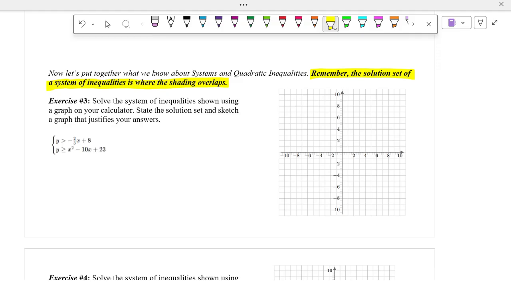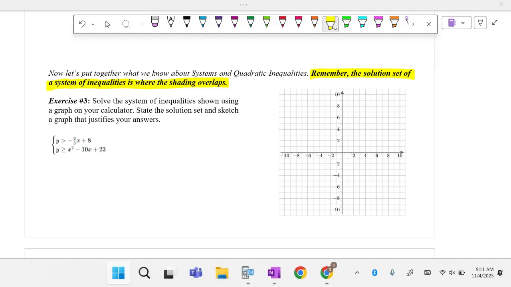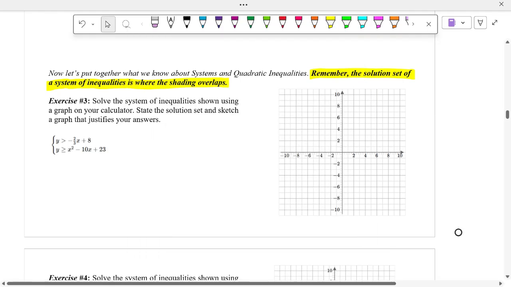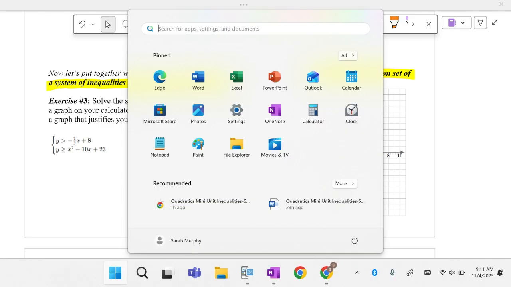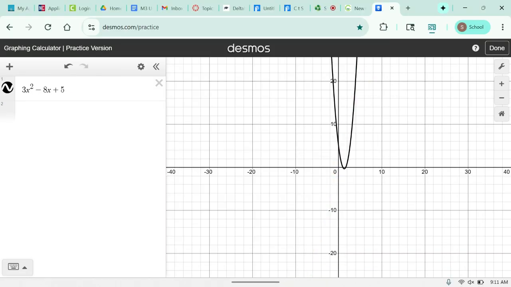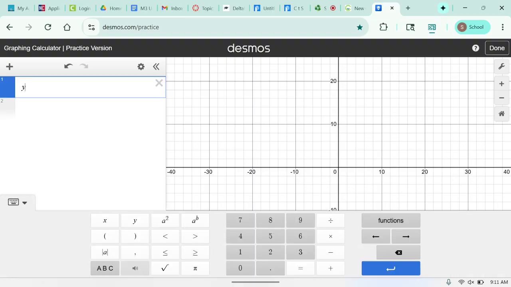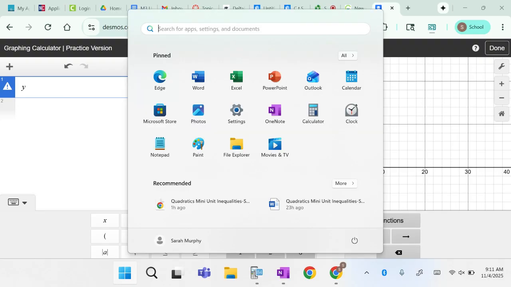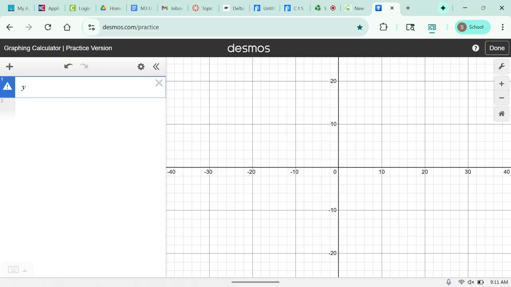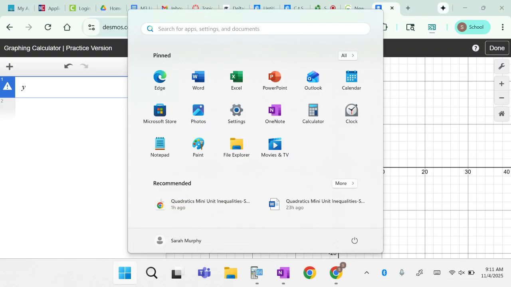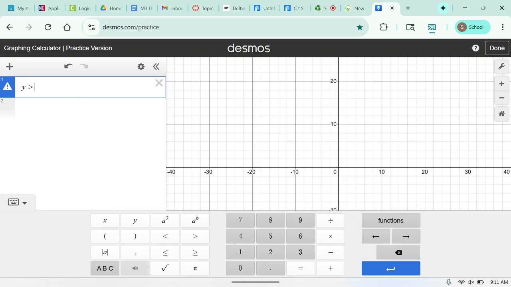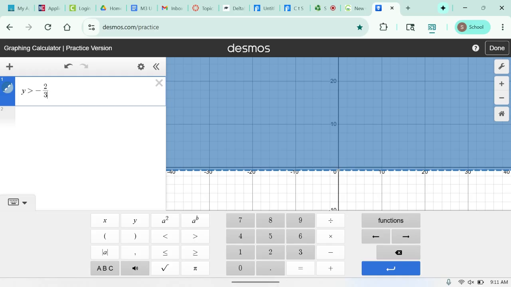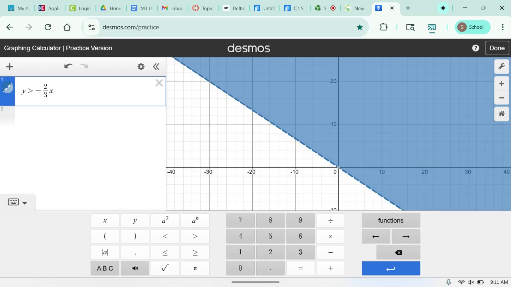All right. So I'm going to do this entirely by graphing. So I'm going to graph both of these and sketch the graphs. So in Desmos, I'm going to type in y is greater than negative 2/3 x plus 8.